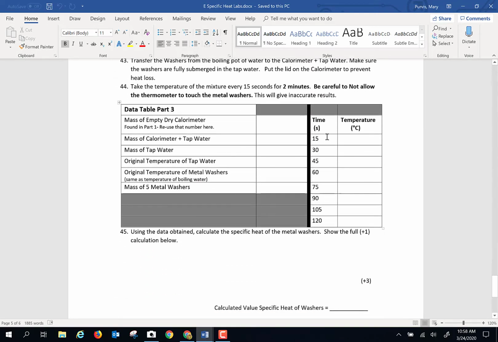A difference here is you're going to time this every 15 seconds for 2 minutes. Why a little bit extra time? It takes a little extra time for that heat to come out of that metal and go into the water. You're going to record the highest temperature here as the final temperature of the mixture.